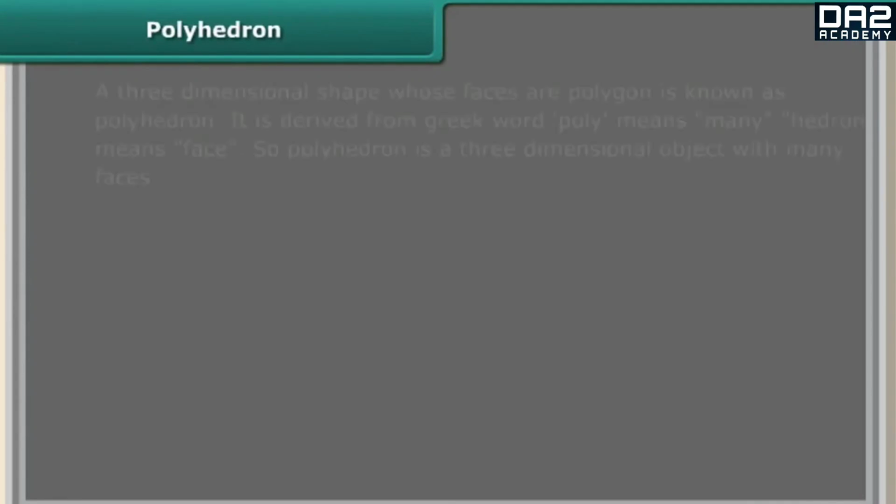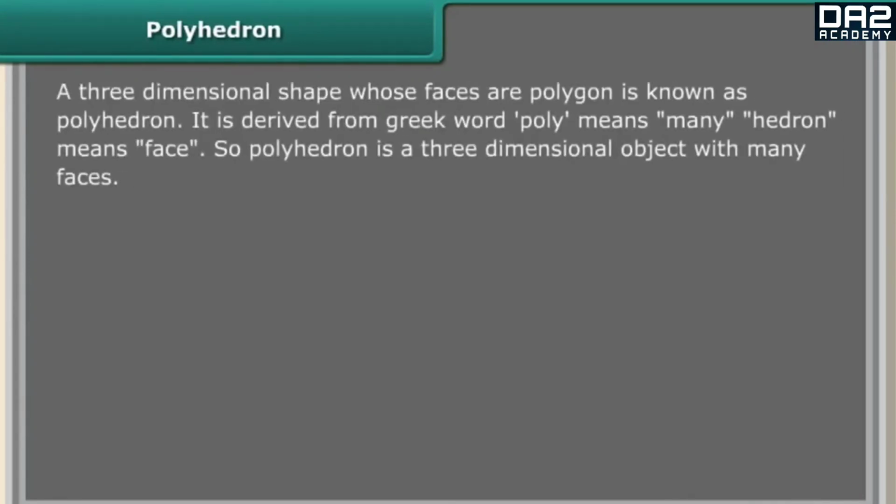Polyhedron. A three-dimensional shape whose faces are polygons is known as a polyhedron. It is derived from the Greek word poly, meaning many, and hedron meaning face. So a polyhedron is a three-dimensional object with many faces.